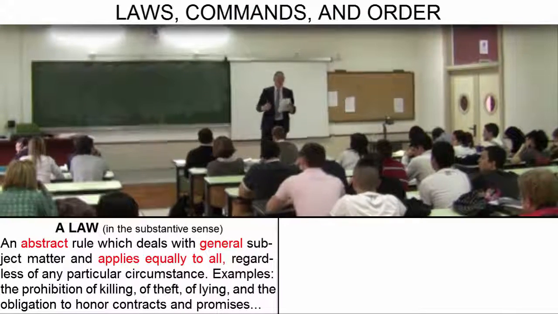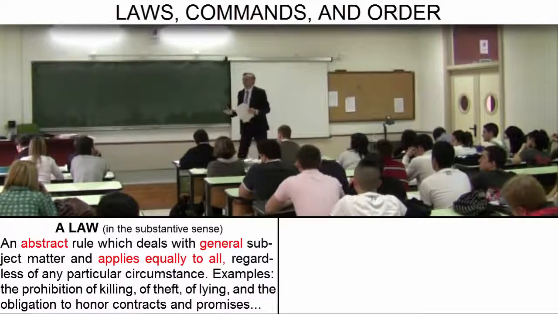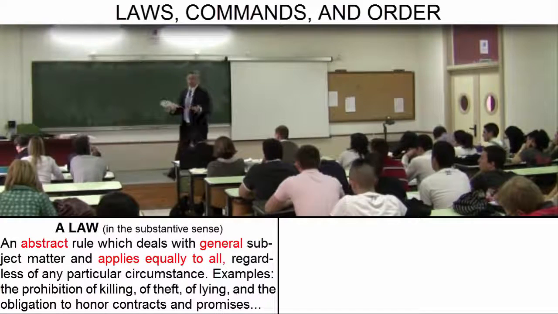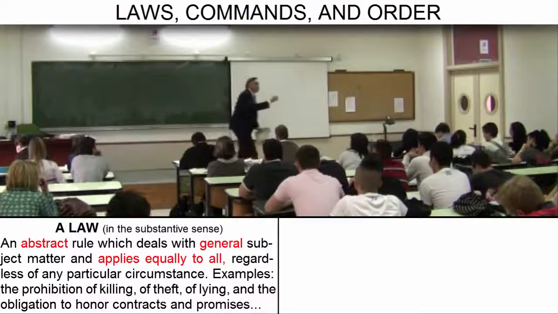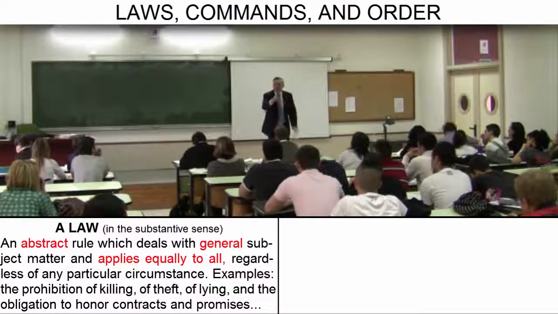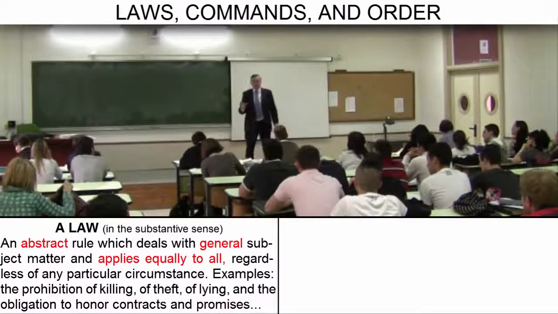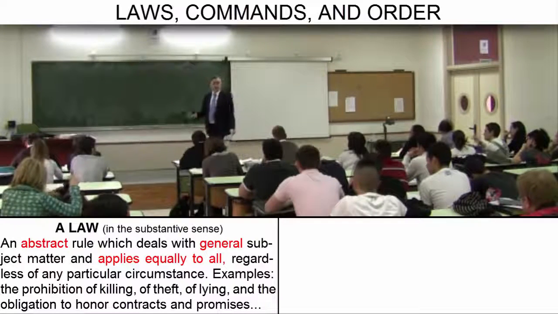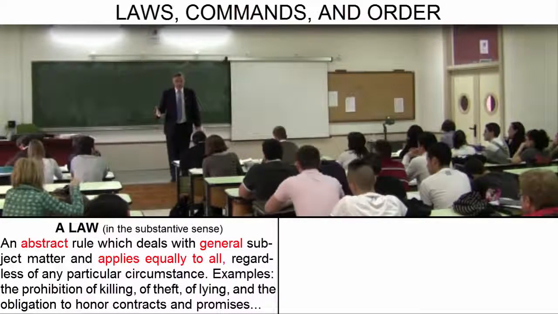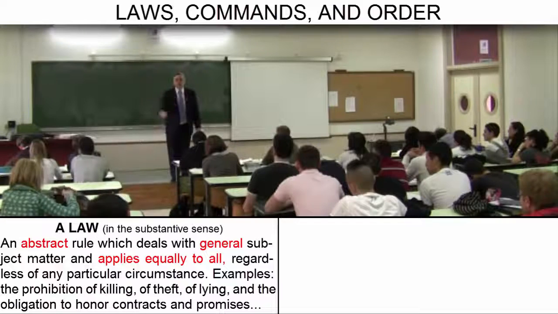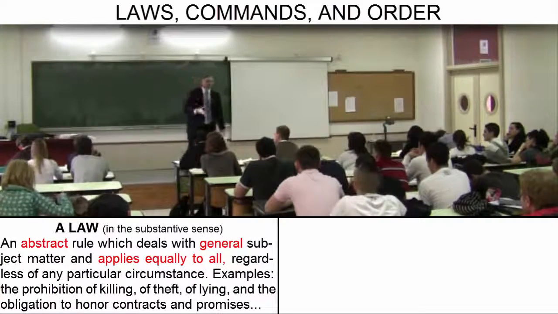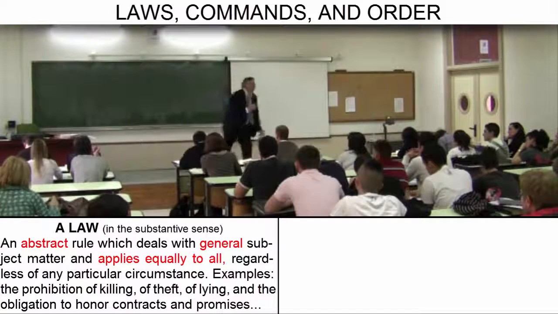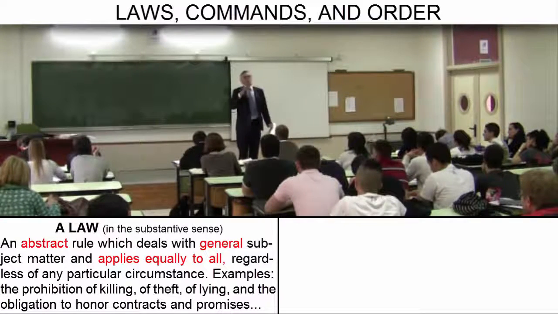Another abstract rule which deals with general subject matter is no stealing. Swindling is prohibited. Contracts must be honored. This is an abstract rule. It does not specify which contract, nor what particular behavior must be exhibited. It simply states that promises given must be kept, and that is the end of the story. Under any and all circumstances, promises given must be kept. Ownership must be respected.